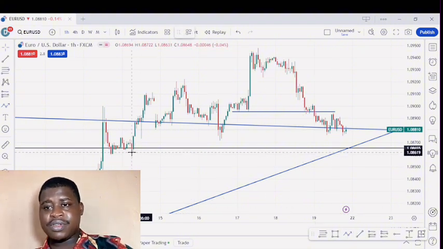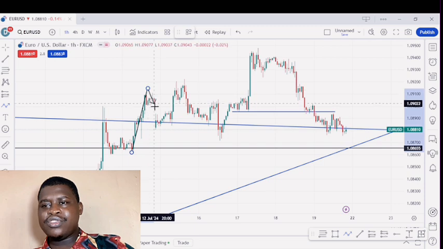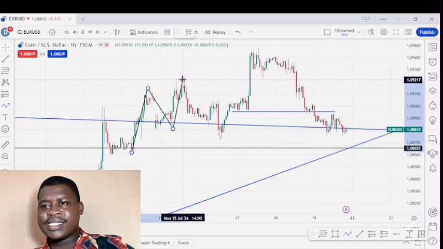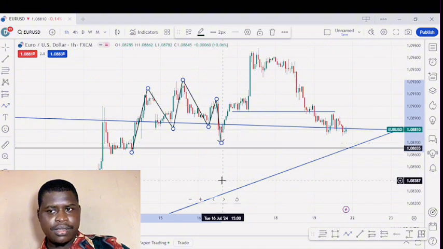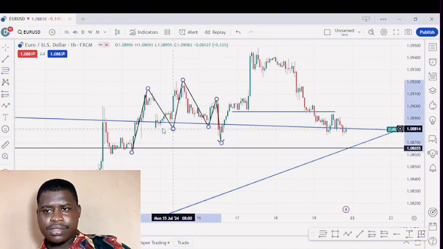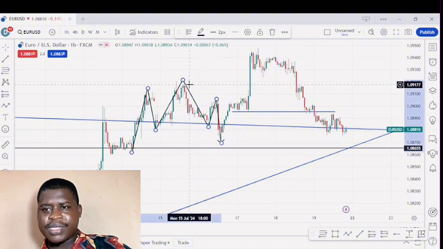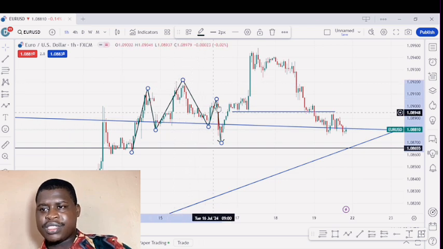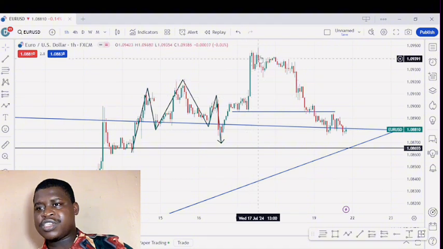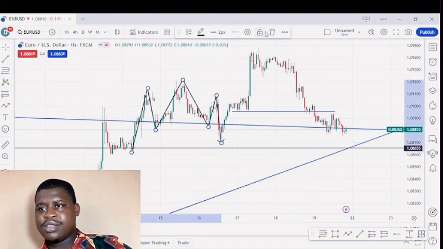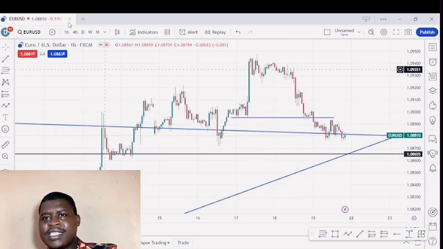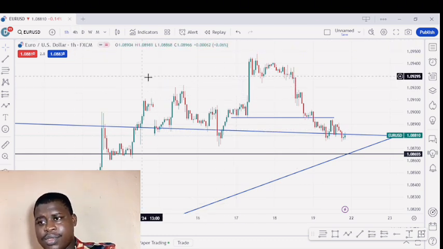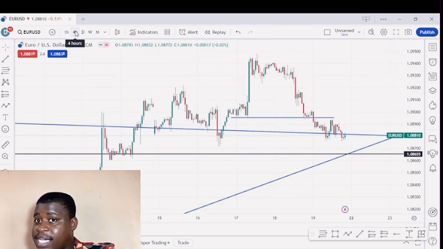On the 1 hour time frame, there is a minor head and shoulder pattern that played out here, but did not hold for long before it rallied up to the upside. Before it rallied up, it continued the trend. So now, what I said on the higher time frame, there is a high tendency that this might happen.